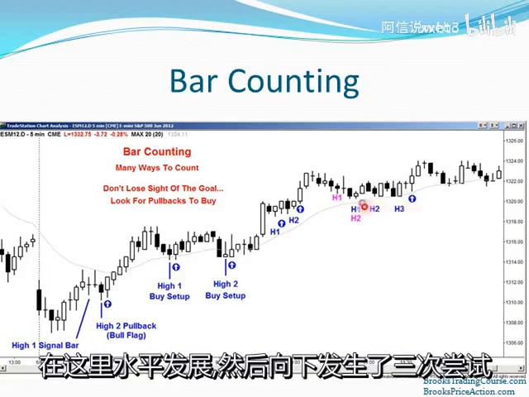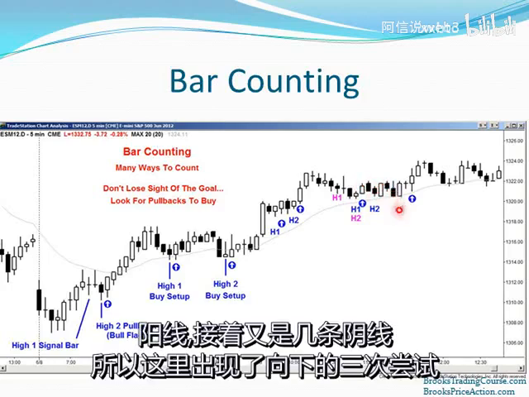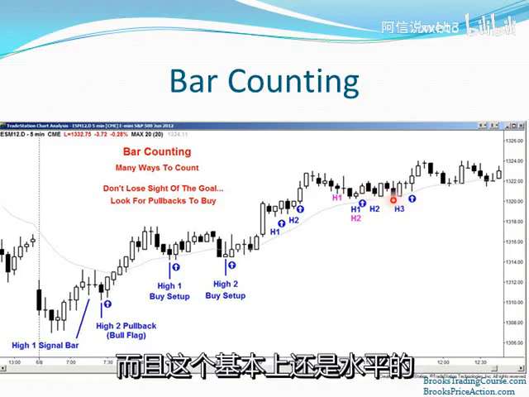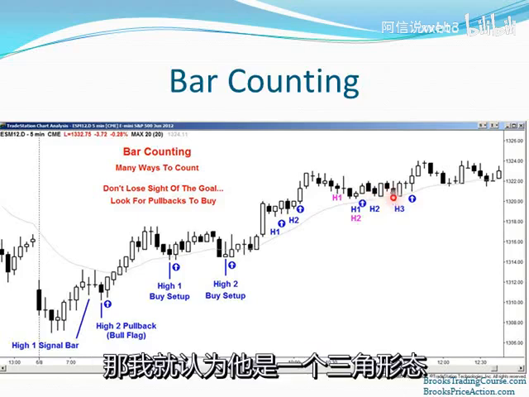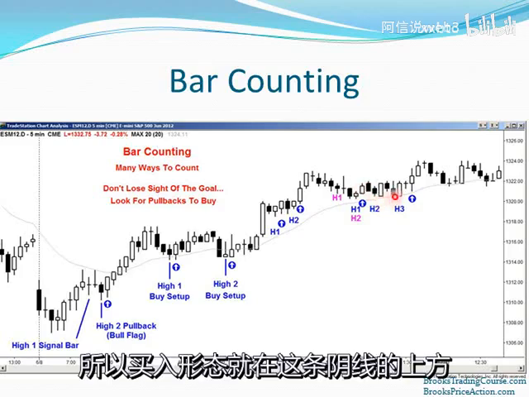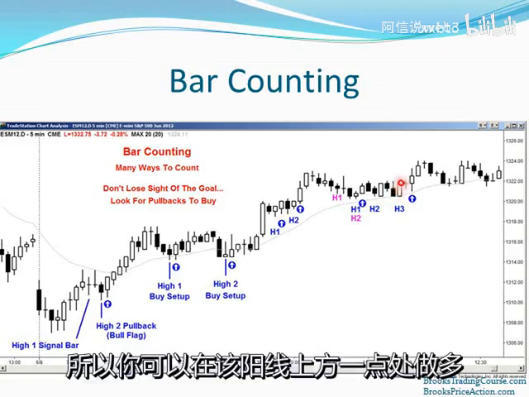We went sideways here and had 3 pushes down, a bear bar, up, a couple more bear bars, up, a couple more bear bars. So 3 pushes down. In my mind, I think of any 3 push pattern that's basically horizontal as a triangle, even if it does not have a triangle shape. So the buy setup is above the high of this bear bar. We have a 2-bar reversal here, so you could go long 1 tick above the high of the bull bar.